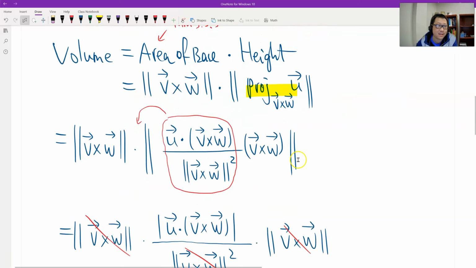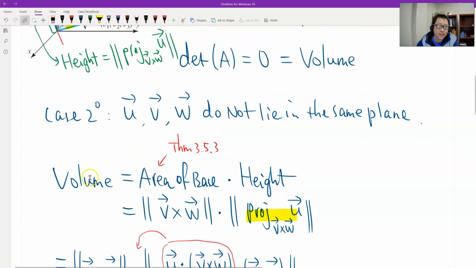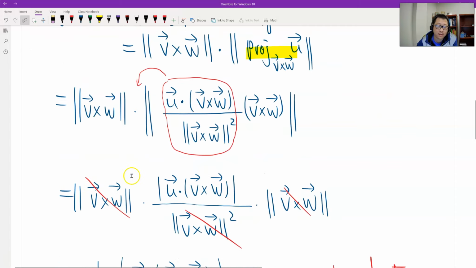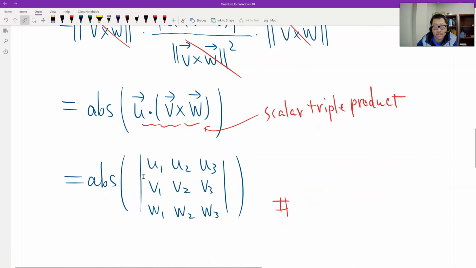Okay, so we can just go back. See, we finally proved the second case is also true. The volume of the parallelepiped is equal to the absolute value of the determinant. Yeah, that's all. Thank you.